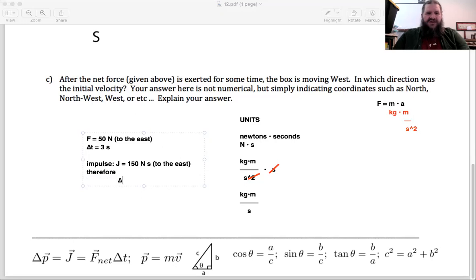We can say that the change in momentum is 150. Instead of Newton seconds, we'd write it as kilograms meters per second. It's the same thing. Newton seconds is the same as kilogram meters over seconds, but it's more useful to write it as kilogram meters over seconds in this context, because that's describing a change in momentum. And that also, of course, has a direction. It is a vector.